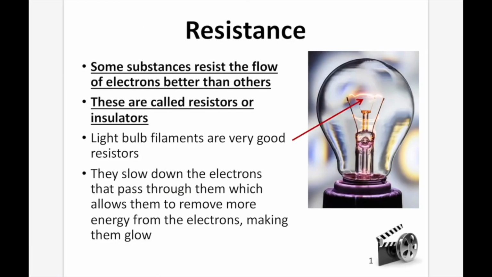Resistance. Some substances resist the flow of electrons better than others. These are called resistors or insulators. Light bulb filaments are very good resistors, and you can see the filament located right there. It's this metal part, it's glowing, but usually it would be a dark color and it looks something like that. They slow down the electrons that pass through them, which allows them to remove more energy from the electrons, making them glow. So they're going to remove the energy from the electrons, they're going to heat up, and they're going to glow as a result.